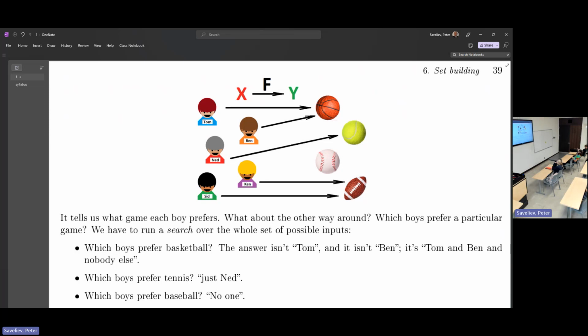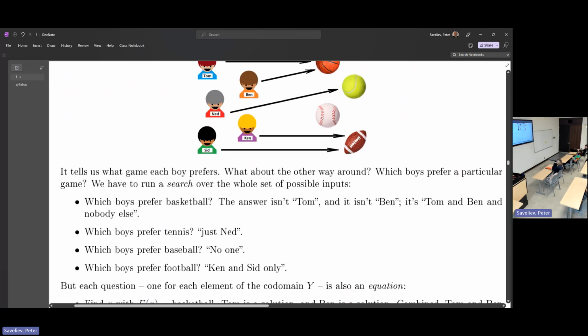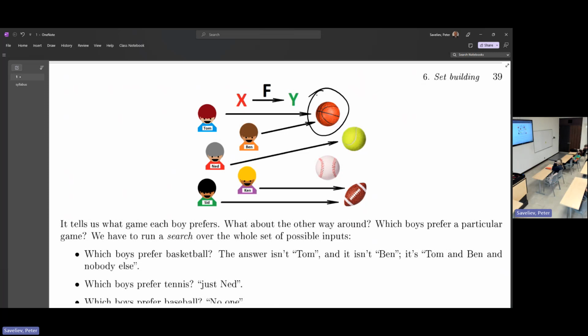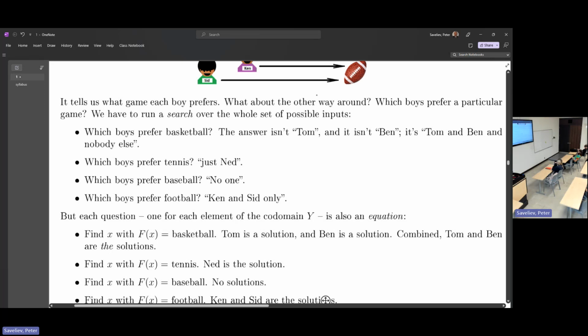Here in the examples, you can ask questions. Which boys prefer basketball? You can just look at the arrows and answer the question without trying to put a label on it, but it is an equation. Once again, which boys prefer basketball? It's a question of which x's will produce a particular y. So we pick a y, the output, and we're retracing our steps back. We try to find which x's have produced this y. That's literally an equation. So find x in the input with f of x equal to basketball.